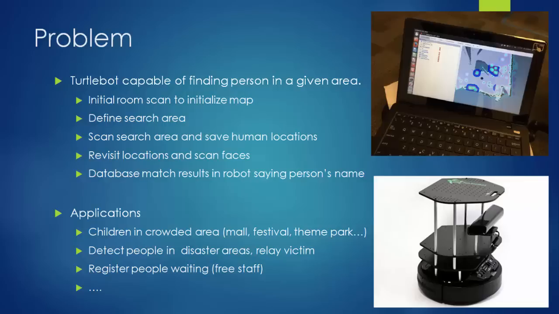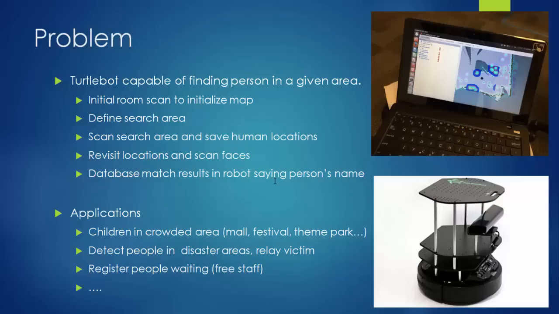But so far what we can have it do is the initial room scan to initialize the map, and this is what that looks like right here on the laptop sitting on top of the TurtleBot. We can define a search area, which I'll go into in the other slides. It'll scan that search area and save the human locations as markers, which it will return to and scan those faces. And if a match in the database occurs, it'll actually result in saying the person's name.